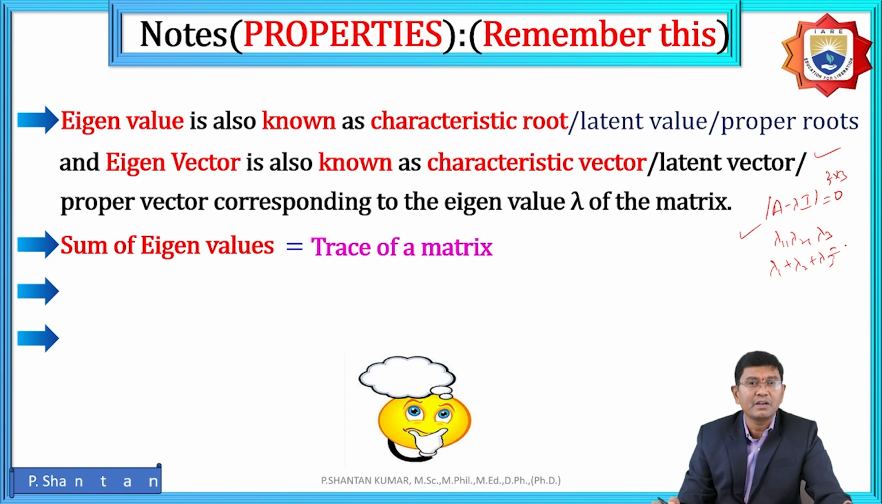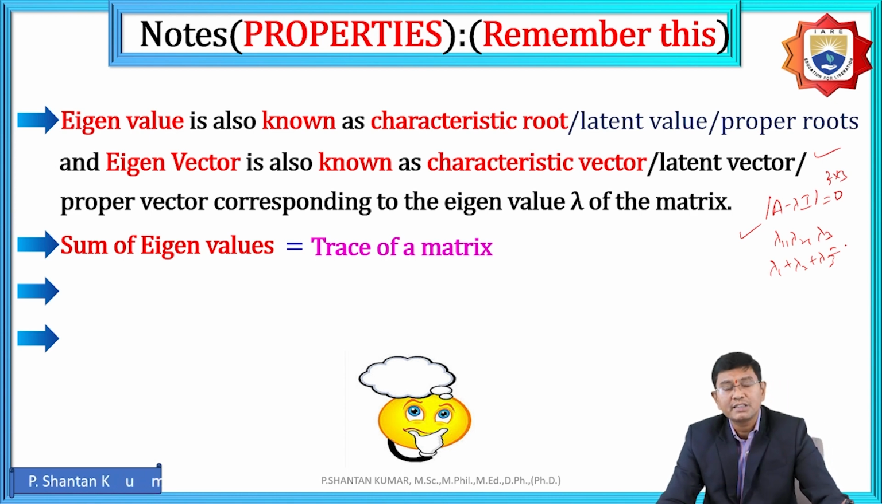The trace is nothing but the sum of the diagonal elements of the given matrix, whatever the diagonal elements are. That is the trace of the matrix. This is very important to remember. For any given matrix, the sum of the eigenvalues is equal to the trace of the matrix, and this must be satisfied. And similarly, the product of the eigenvalues.